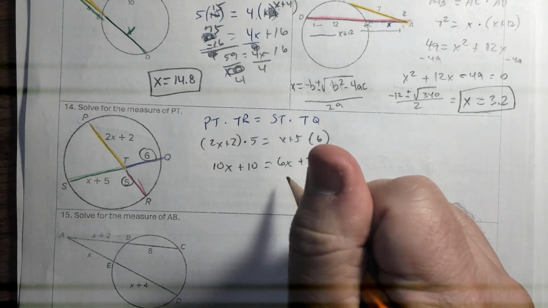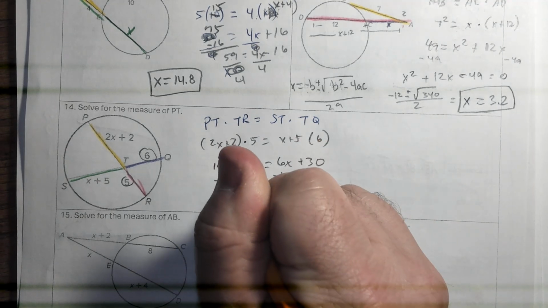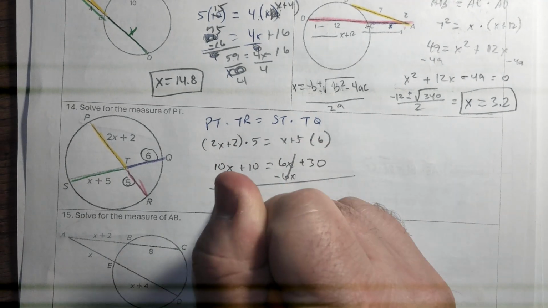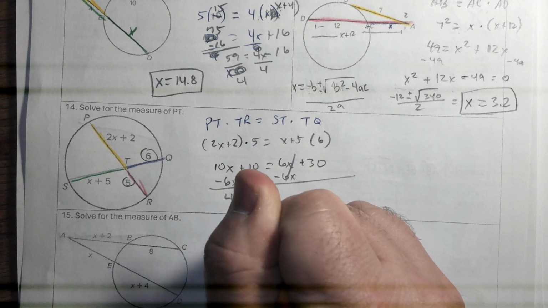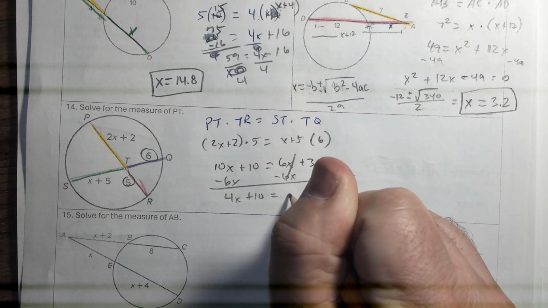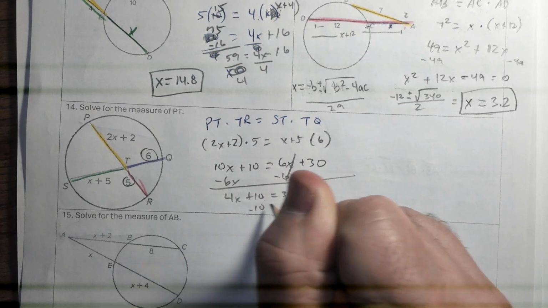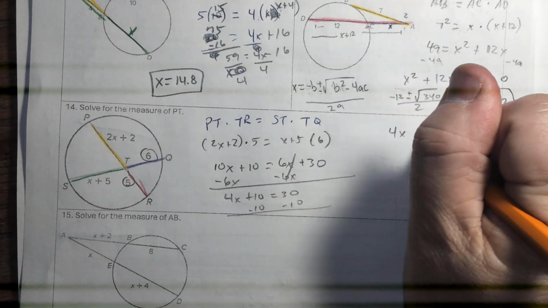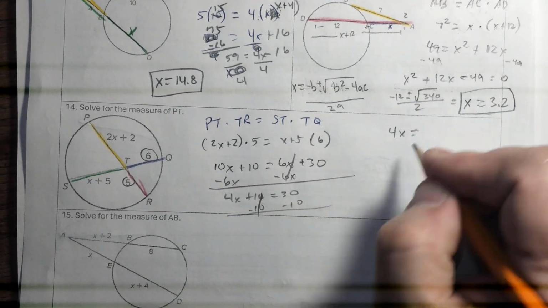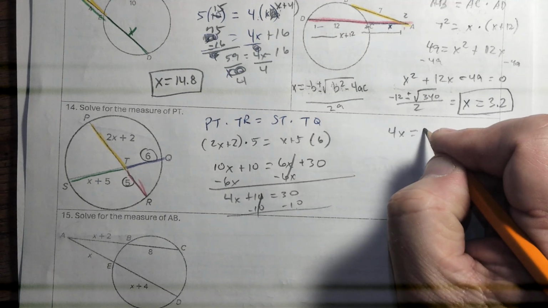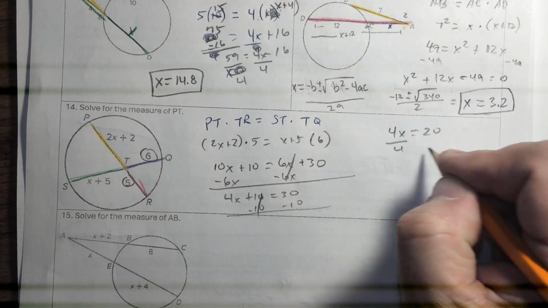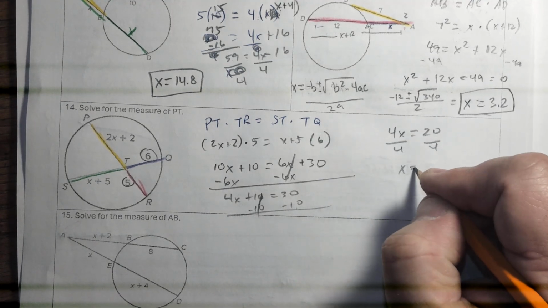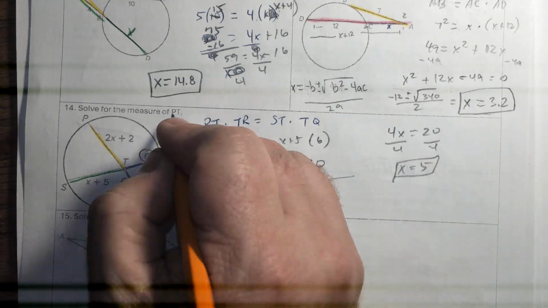Now we're just going to subtract 6x because it's smaller. 10x minus 6x is 4x plus 10. 30 comes down. Subtracting the 10 from both sides. So 4x, these guys canceled, equals 30 minus 10 is 20. Divide both sides by 4. X equals 5. They want PT.